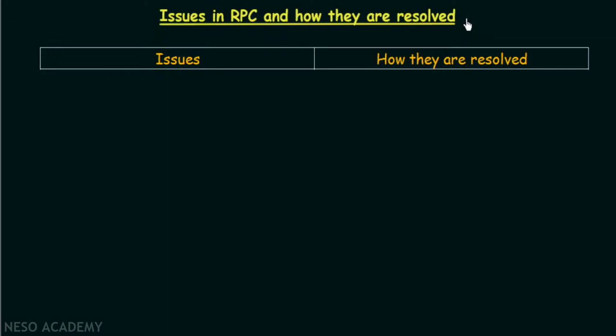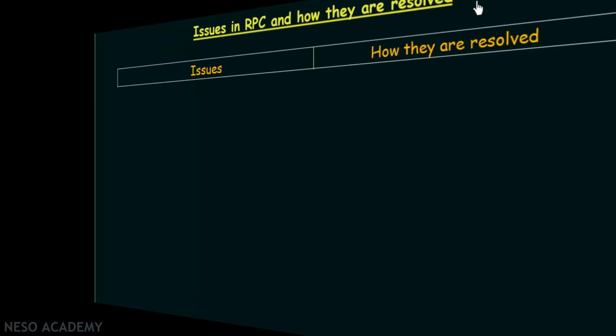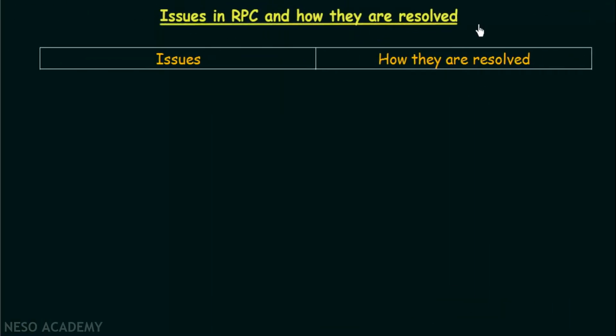In the previous lecture, we have studied about RPC and we saw how RPC works. And I also told you that during the working of an RPC, there are certain issues that we face and we have to address those issues. So in this lecture, we'll be studying about the issues that we face during the execution of an RPC, and we will also see how they are resolved. So first let us see what are the issues, and then we will see how each of them are resolved one by one.